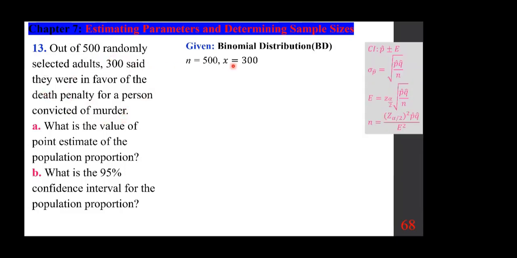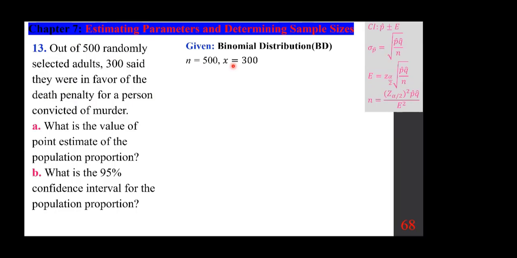Here are some formulas. Confidence interval is p hat plus minus E. Sigma of p hat is square root of p hat q hat over n. E is z alpha over 2 times square root of p hat q hat over n. And if you solve this one for n, it gives you z squared p hat q hat over E squared. By the way, mu of p hat equals p also.